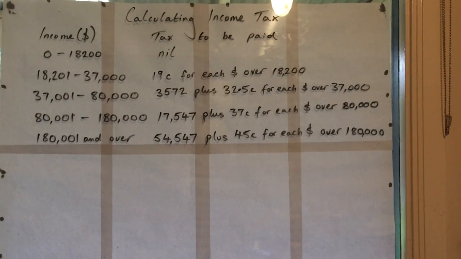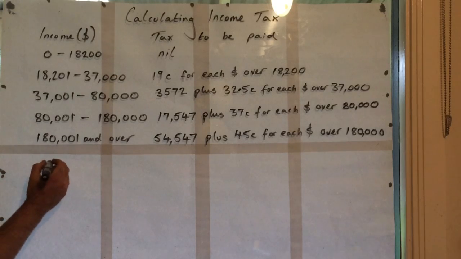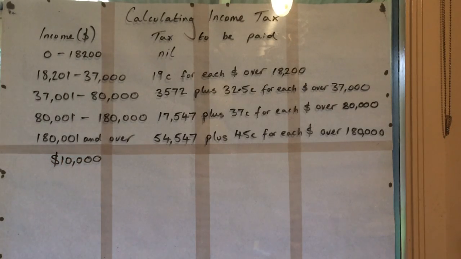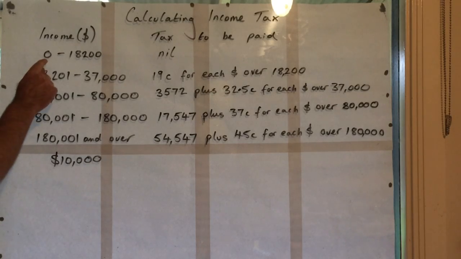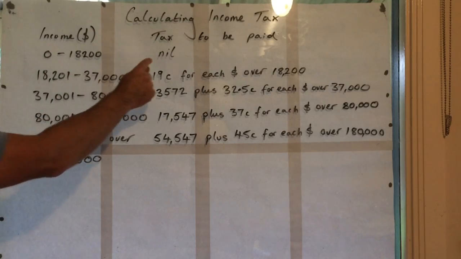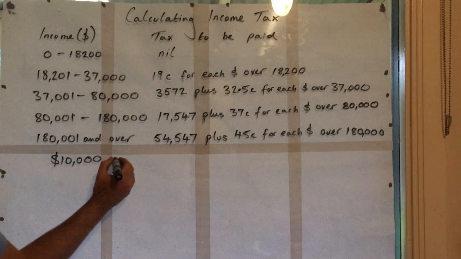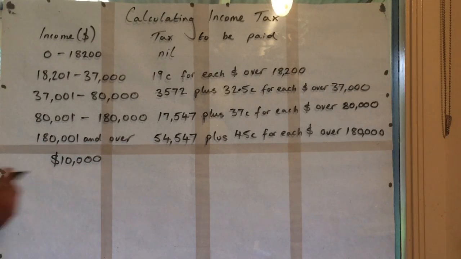So here we've got our tax table, and one of the things that we have to do is be able to work out income tax. So if, say for example, we start off with somebody who's not particularly a high earner, say for example they earn $10,000 a year. $10,000 a year puts you in this tax bracket here, which means to say that we are not going to be paying any tax. So here, this would be pay no tax.